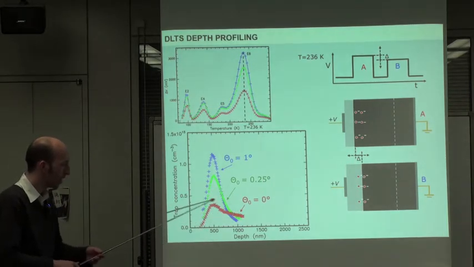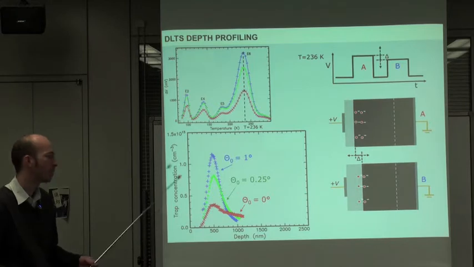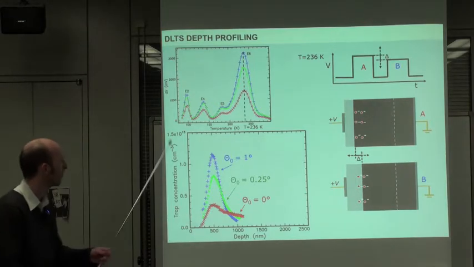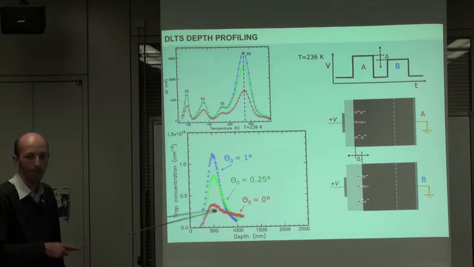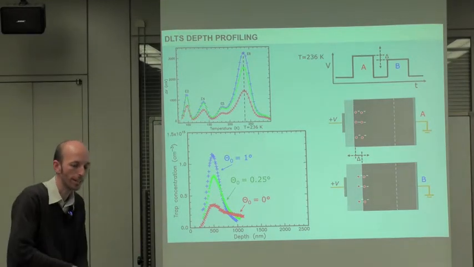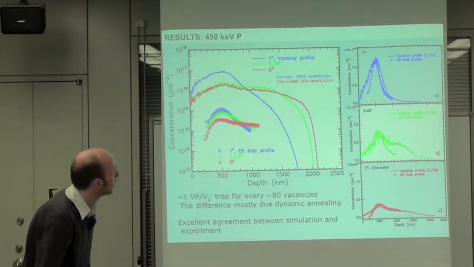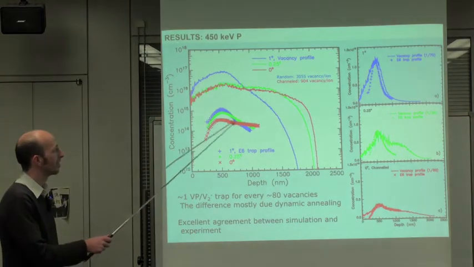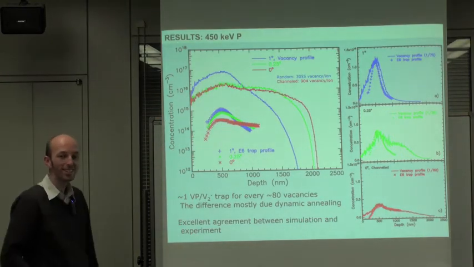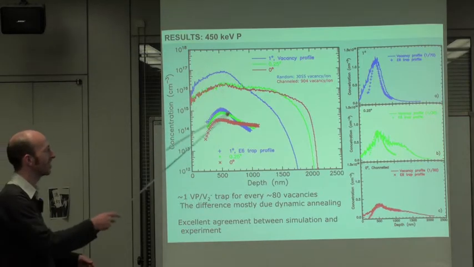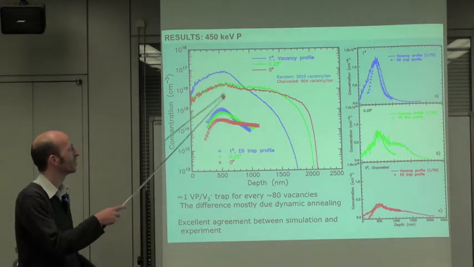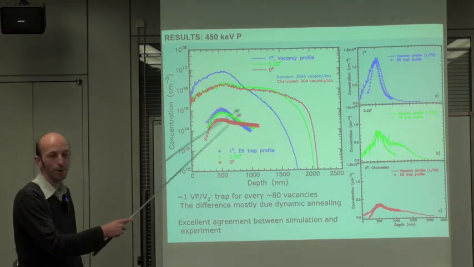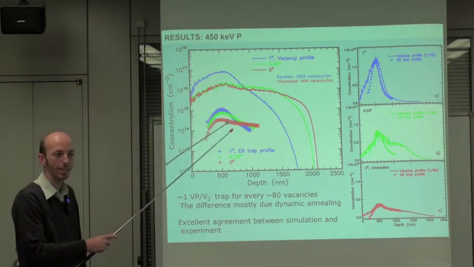So we've compared these profiles here to the simulations. Of course, you can see that the concentration decreases, as you would expect, as you go to the channeling direction. So this is the data compared to the simulation. You can see it's really a bad comparison. It doesn't match at all, but this might be expected because of dynamic annealing effects.